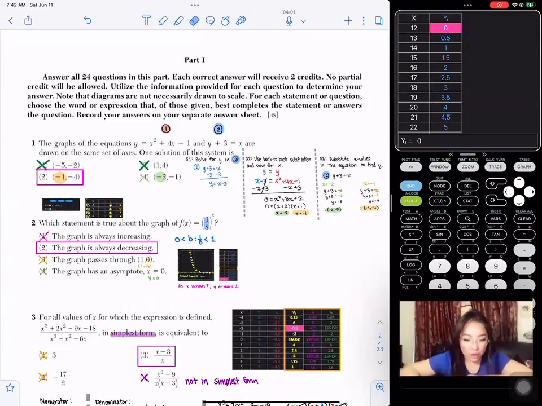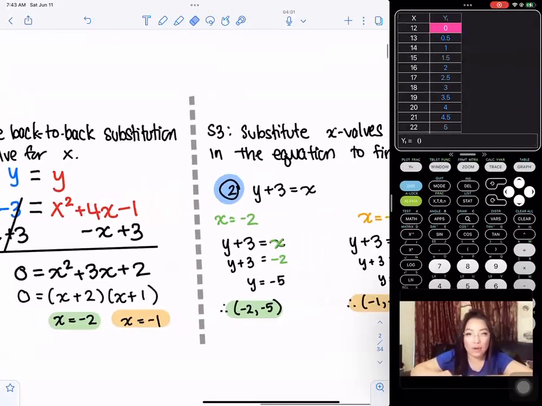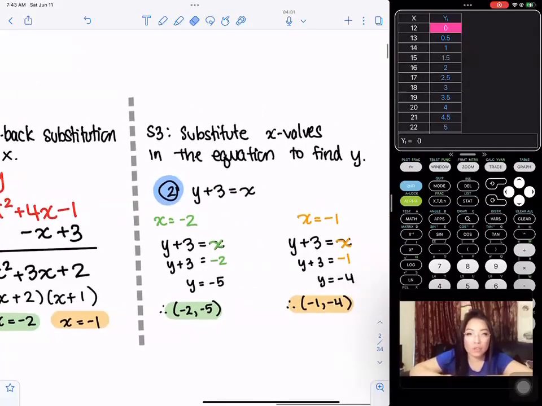So the first one, they want you to understand what is the solution? The goal is to, of course, solve for it algebraically. And to do that, you have to set y equal to y by using a back-to-back substitution. Once you do that, you're going to get a quadratic, and they want to test that you know how to solve quadratics. So x equals -2 and x equals -1 when you factor this. And then, of course, they also want you to substitute back into the equation to solve for your y values.